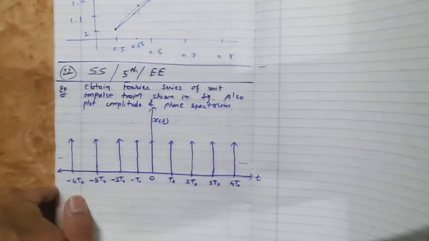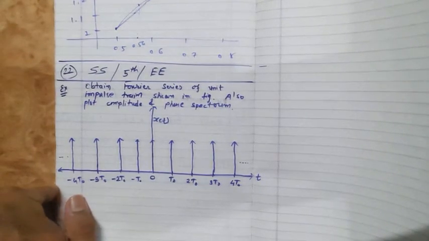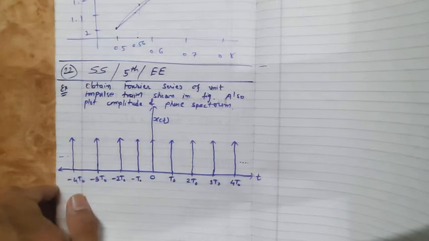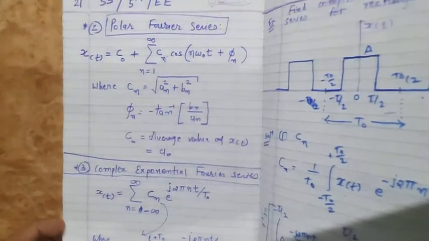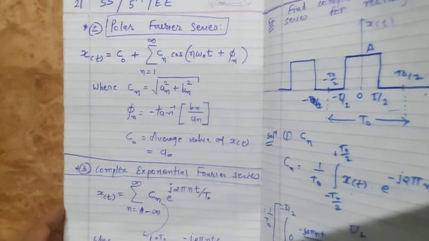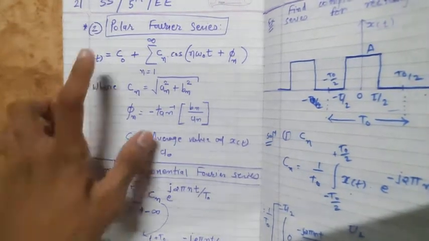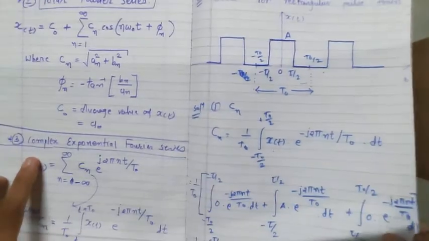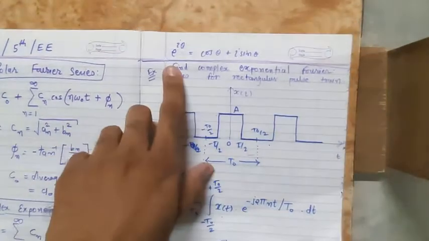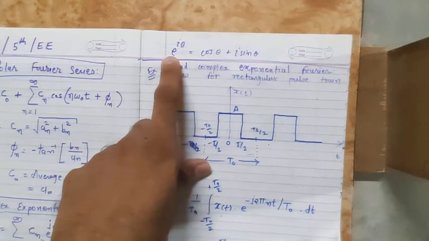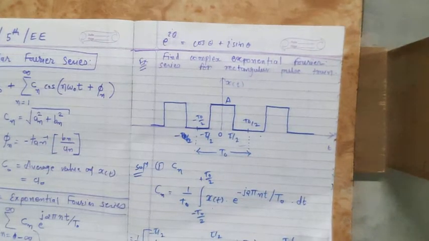Hello everyone, today is lecture number 22 for Signals and Systems, fifth semester electrical engineering. Previously, in the last lecture, we did some Fourier series examples. We also saw the polar Fourier series and the complex exponential Fourier series, and we calculated one example of that. We also saw the Euler identity, which you are already familiar with.